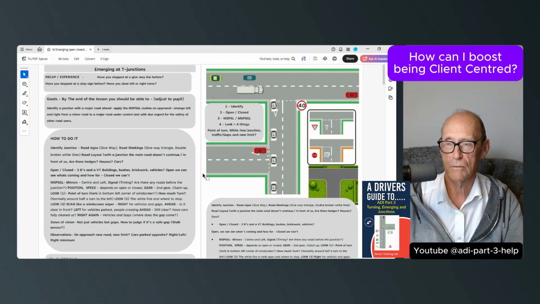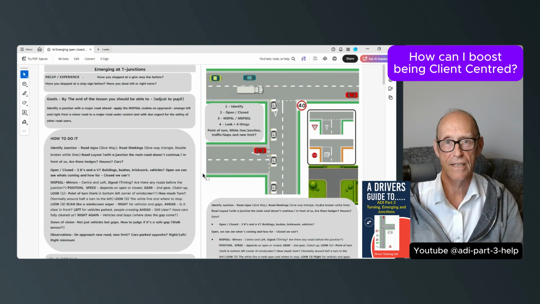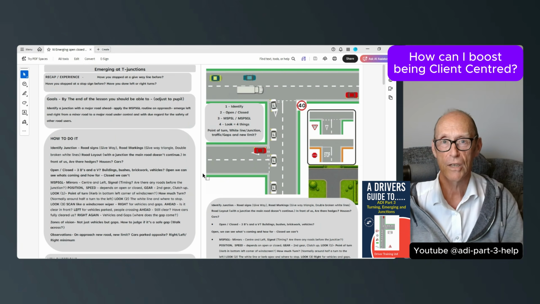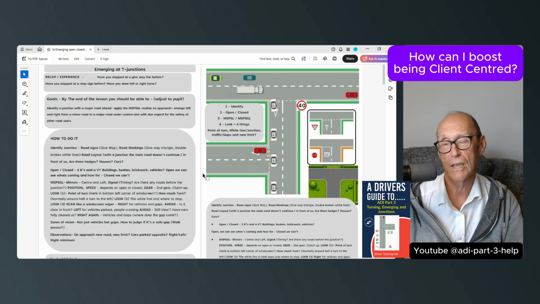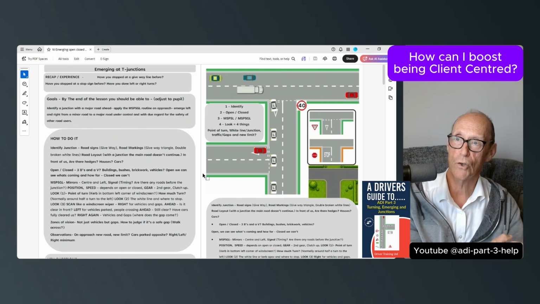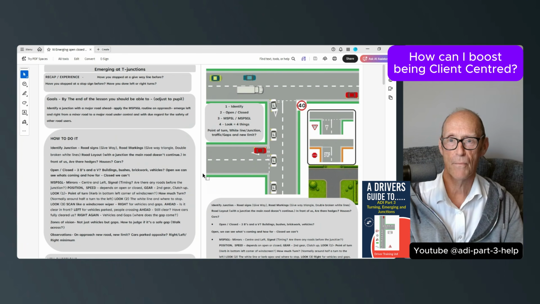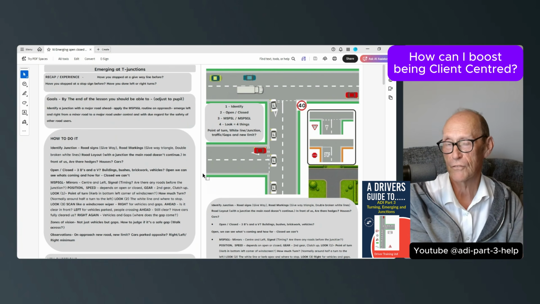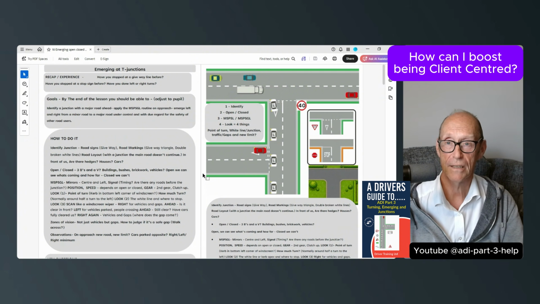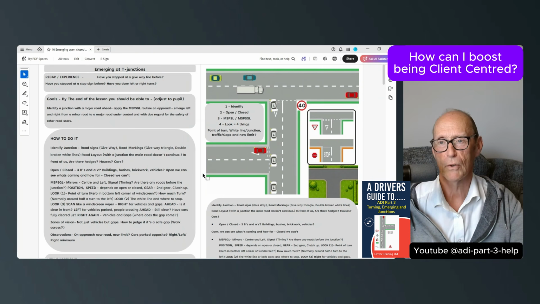Why? Well, to be client-centered starts with you. You have to know the subject. You have to be able to break it down into bite-sized pieces. You have to be able to explain it. Then you have to be able to find out why your pupil didn't do something. And then you have to be able to fix it specifically for that pupil. And that's where these folders come in. So first of all, we'll go through it and help you understand.